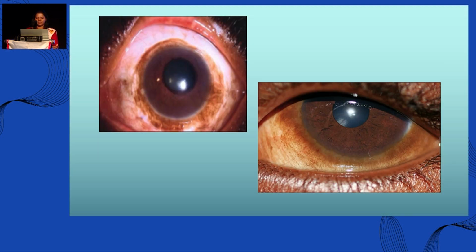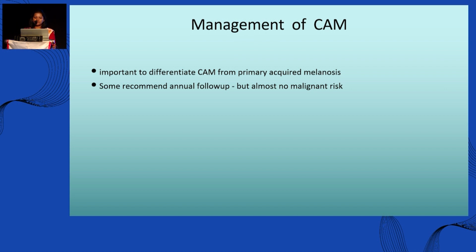This is the appearance. So how do we manage? It's important to differentiate this condition from primary acquired melanosis, which I'm going to describe next. And some have recommended annual follow-up, but there is no malignant risk. But especially if it occurs in a white person, then it can be recommended to do an annual follow-up in these lesions. But in our country, almost all the people are having these lesions. So it has to be decided on a patient-based basis.